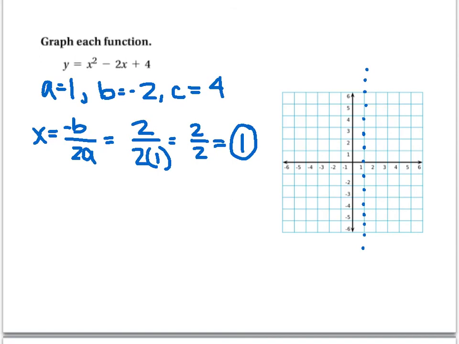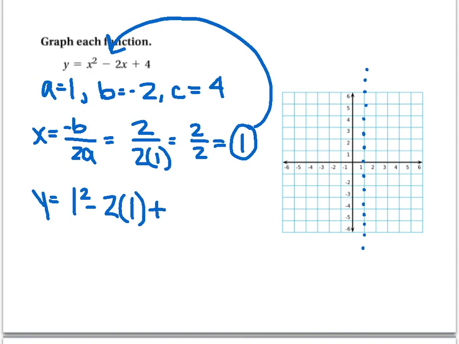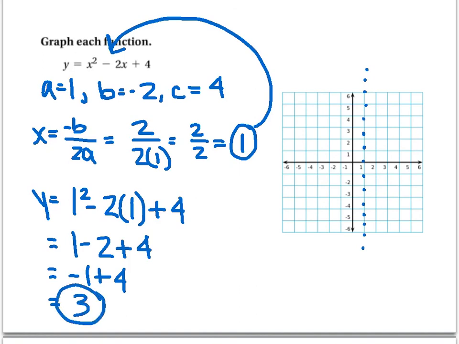Now I need to find the y-coordinate of my vertex. So what I do is I take the x and I plug it back in. y equals 1 squared minus 2 times 1 plus 4. One minus 2 plus 4. You get that y is 3. So (1, 3) is your vertex.